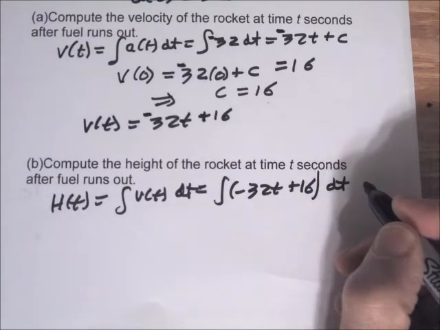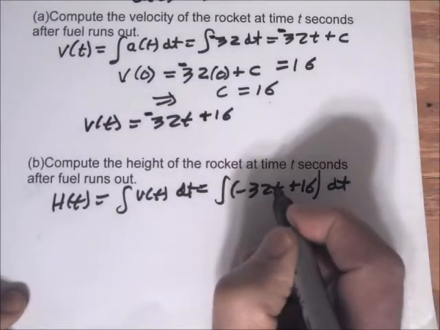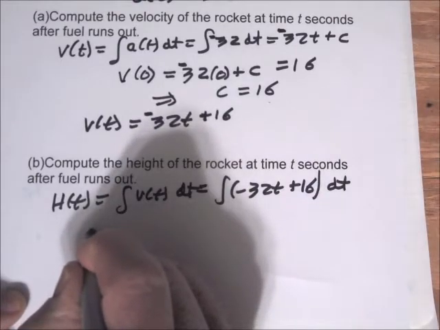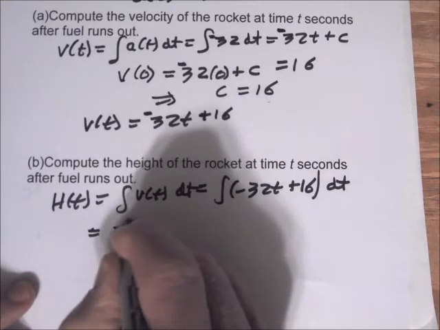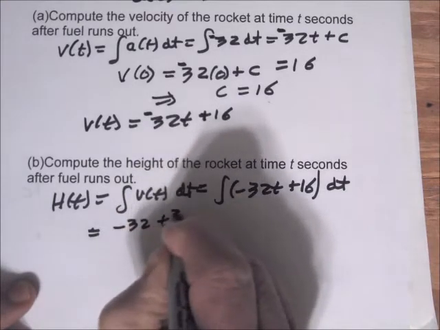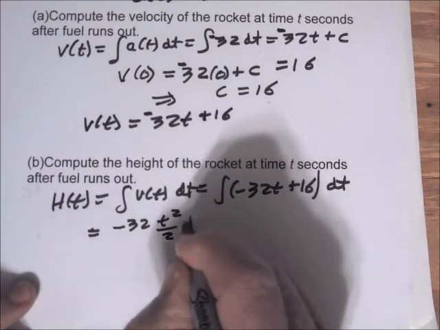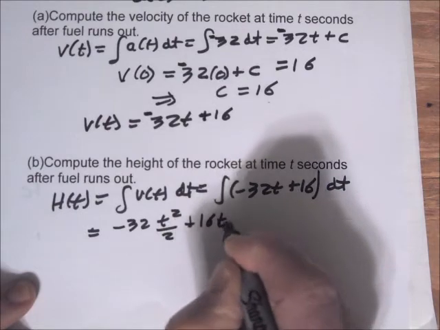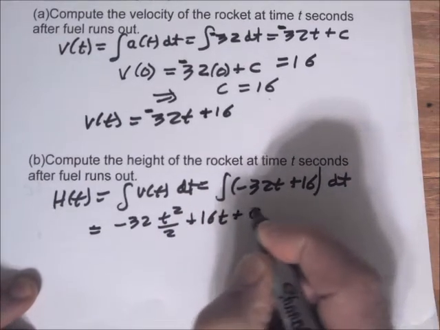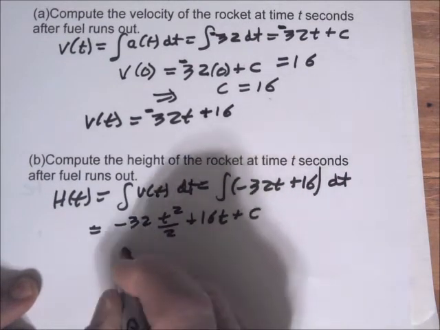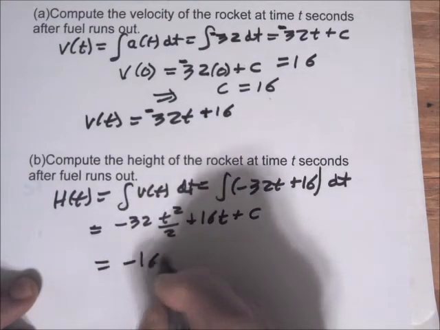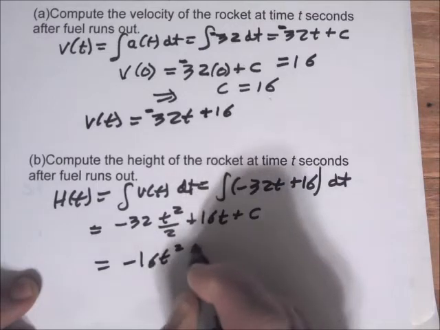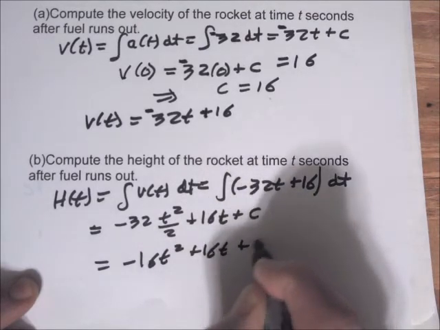And so we could use the power rule here. So this is minus 32 t squared over 2 plus 16t plus a constant. 2 into 32 goes 16 times, so this will equal minus 16 t squared plus 16t plus a constant.